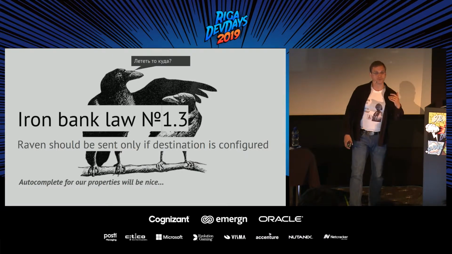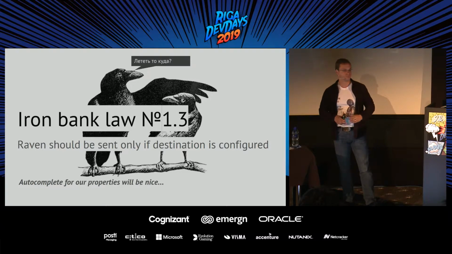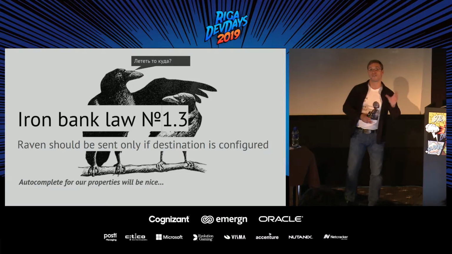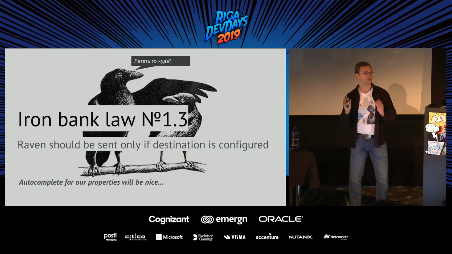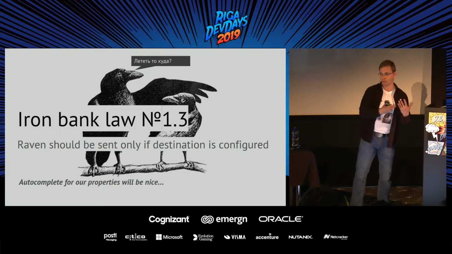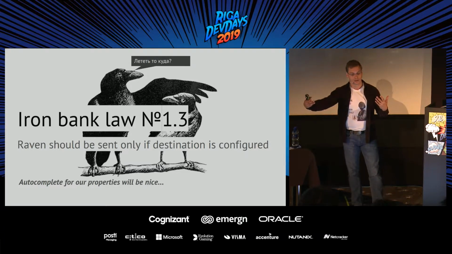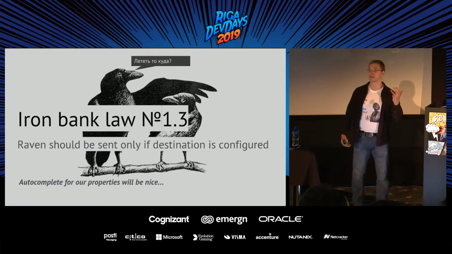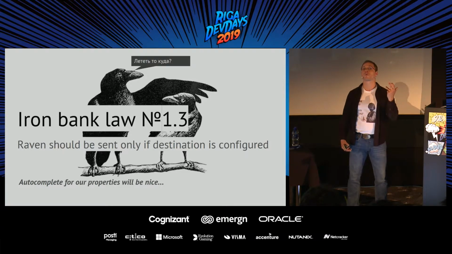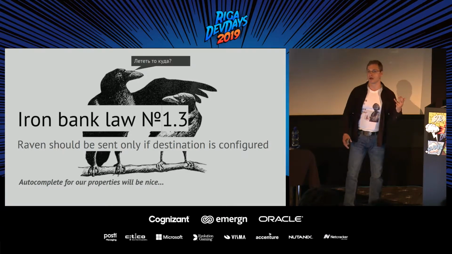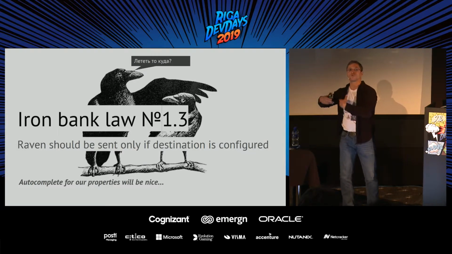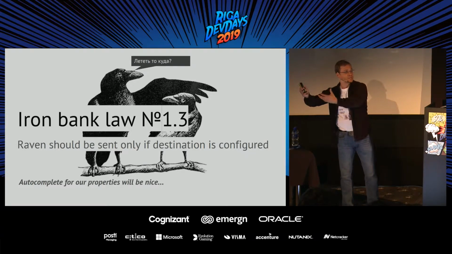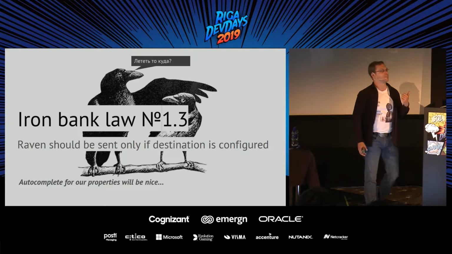So we need to do several things. First of all, we need to think about some raven.destination property which should be provided in any project that wants to use our starter. This is the first thing. The second thing, in case this property is not provided, Raven should not fly, so the beans which send the Ravens should not be created. And the third thing, we want auto completion.